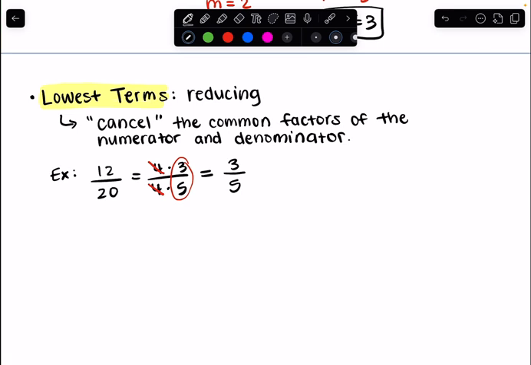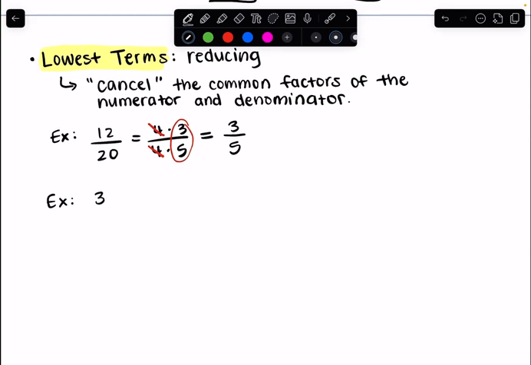All right, let me give you another example. Let's say you have something like this. So 3 times x plus 4 over 7 times x plus 4. Okay, so what do they have in common here? Well, they both have the x plus 4s. So I can cancel those out because, again, anything over itself is just 1. So that's why they just go away. And what you're left with is 3 over 7. So there is the lowest terms for that problem there.